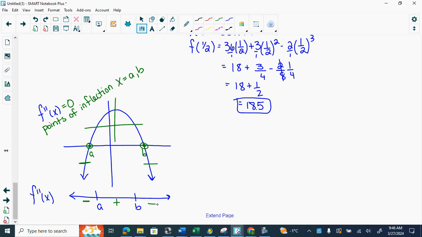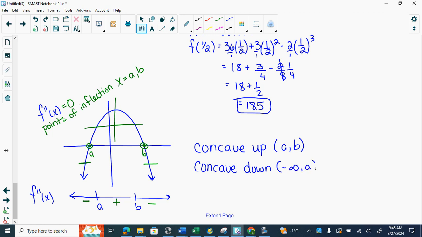So you could tell me that this graph is concave up from A to B and concave down from negative infinity to A or B to infinity. So they give you an equation, or they can give you a graph and ask you information about the original graph.